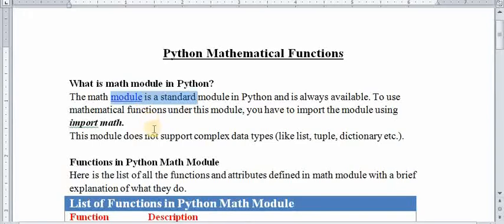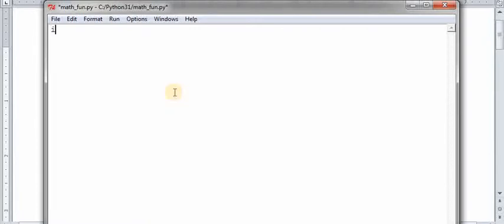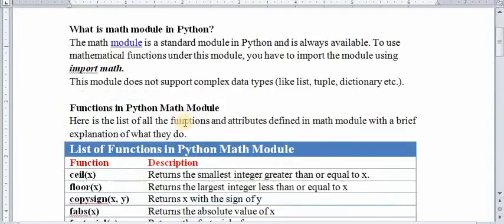So how to use the math module? To use the math module, you have to use this sentence: import math. Simple, write down import math. So this is the way to use the math module in your program. Now, this module does not support complex data types like list, tuple, dictionary, etc. So the math module is not supported by these types of data types.